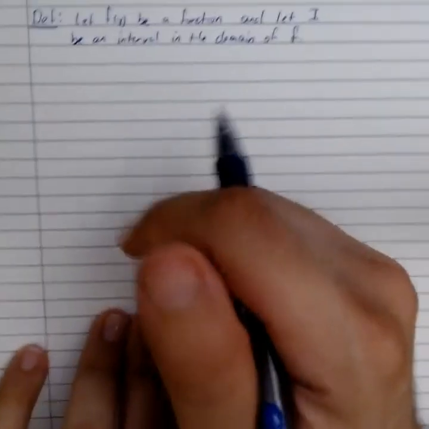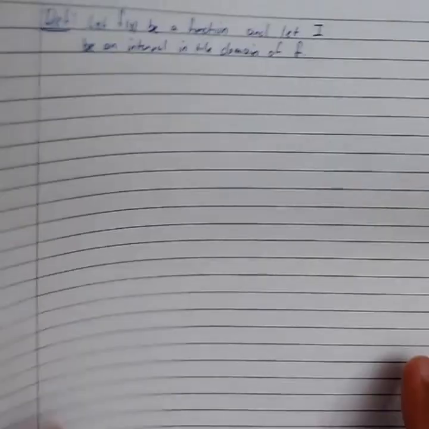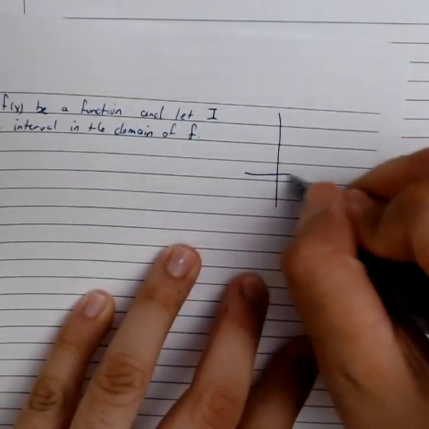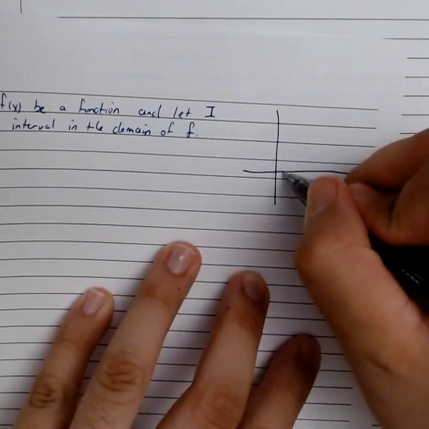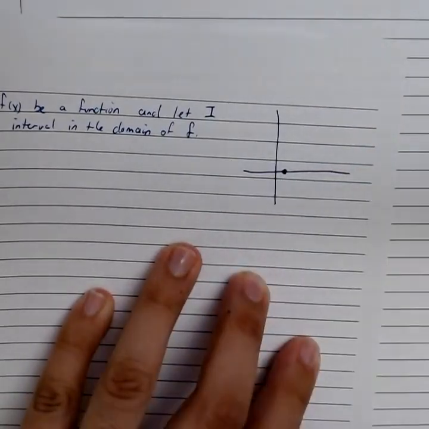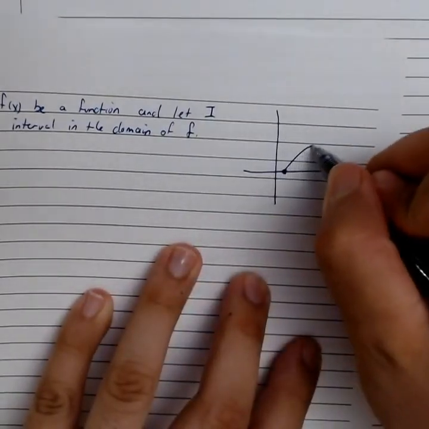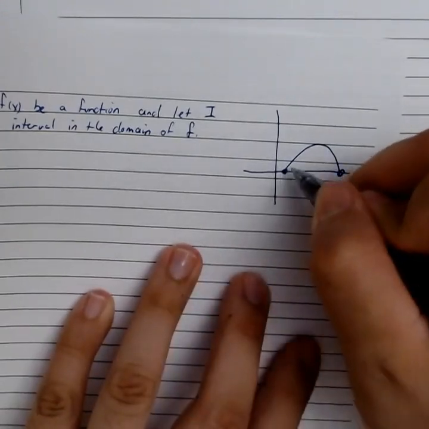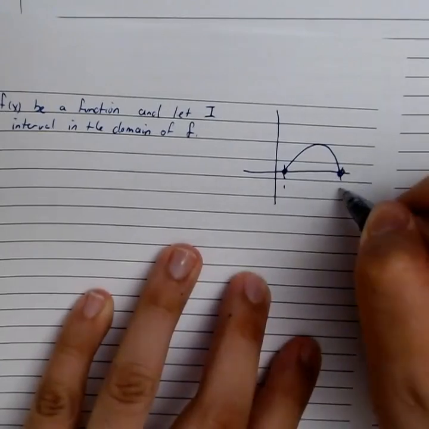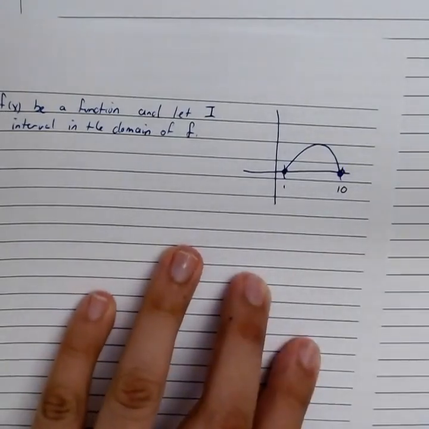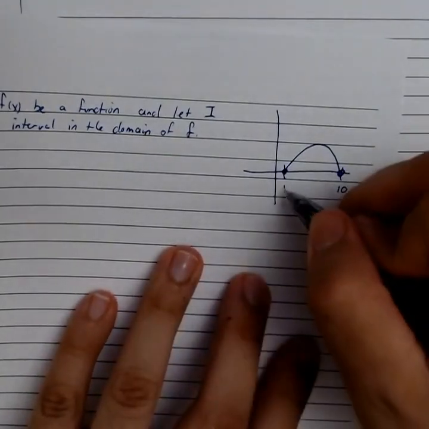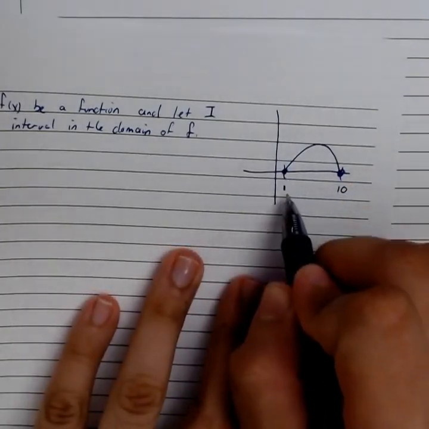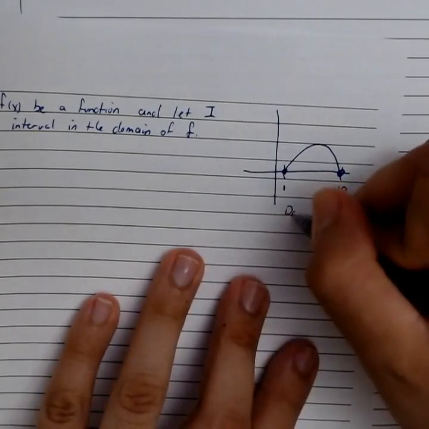As an illustration of that, let's say I have this function here. Let's say it starts at this point, goes up and then comes back down and stops right there. Let's say that's the number 1 and that's the number 10. So now, the domain of this function is every number between 1 and 10. That's my domain.